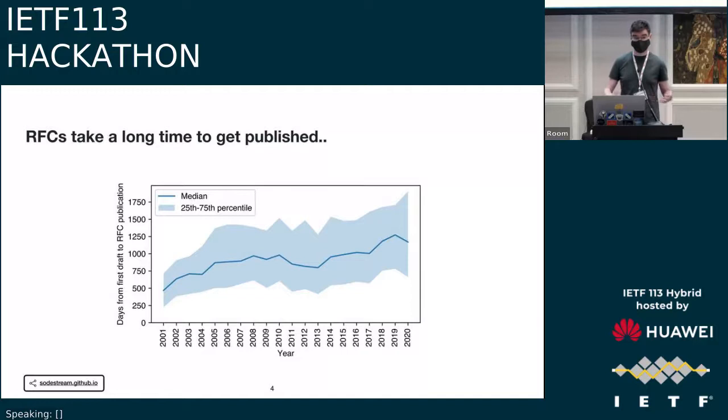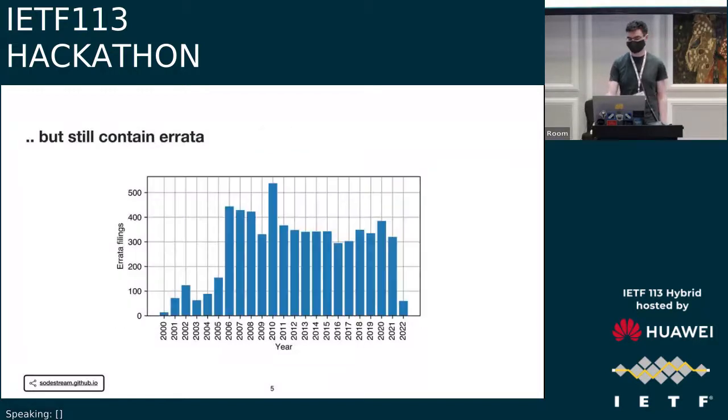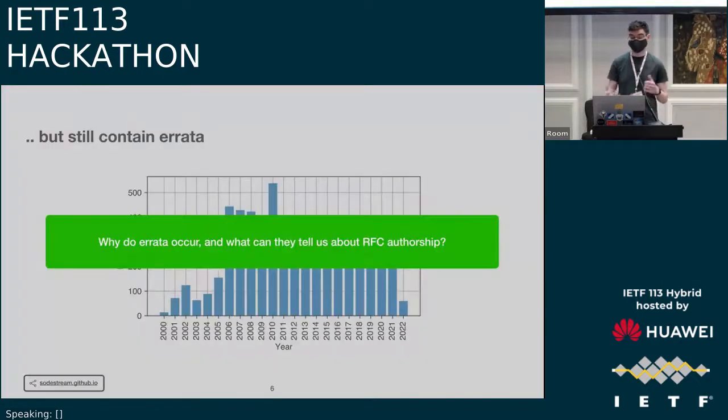Despite this really long drafting and editing process, we also see that there are still errata being filed against RFCs. So the trend over the last decade or so has been around about 300 errata being filed each year. And so our question then becomes, in spite of this multi-month or multi-year editing and drafting process, why do errata still occur? And what can we learn from those errata that might inform our learning about RFC authorship and the process behind it?